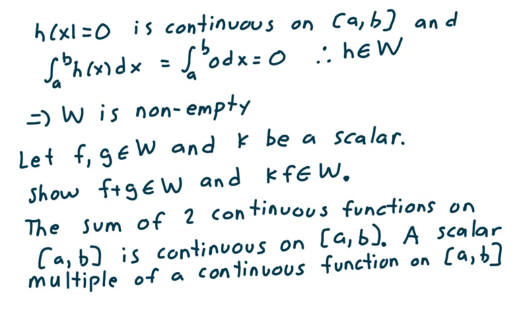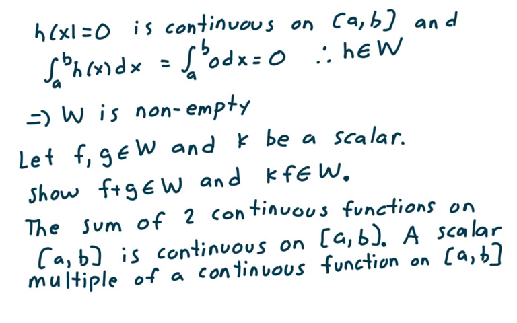Now, let f and g belong to w and let k be a scalar. We want to show that f plus g and kf belong to w, right? So in other words, we want to show f plus g belongs to w, that's closed under addition, and kf belongs to w, that's closed under scalar multiplication.